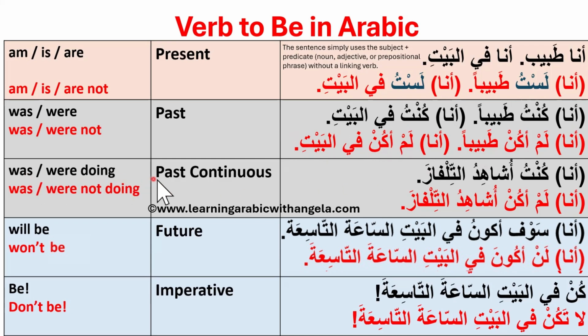I was or were doing something, past continuous, or things like habits. I used to do something. So أنا كنت أشاهد التلفاز. I was watching TV. So we're going to use كنت and a verb in the present tense. Just like English, was watching. So past, present. I was not watching. That would be أنا لم أكن أشاهد التلفاز.